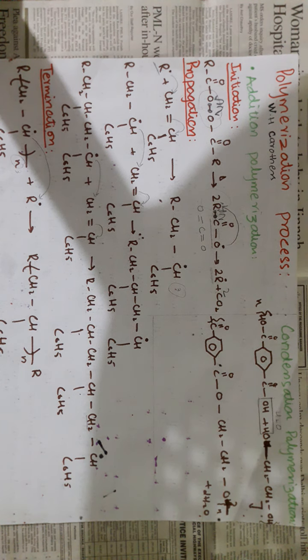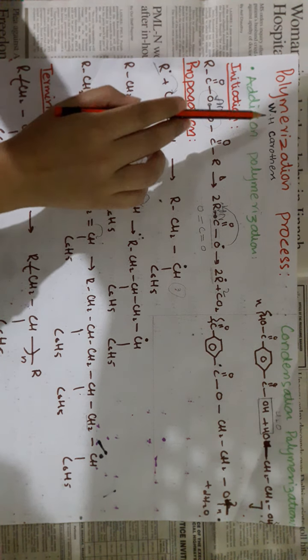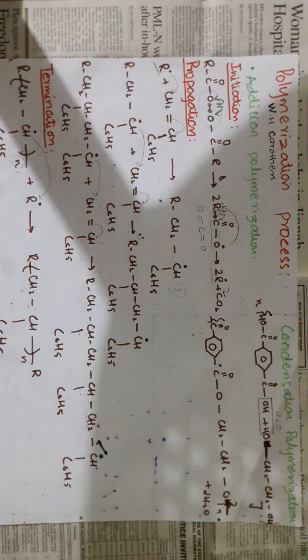Okay, so our next topic is the polymerization process. How can we carry out polymerization? There was a scientist named W.H. Carothers who proposed two mechanisms for polymerization. One was addition and the second one was condensation polymerization.